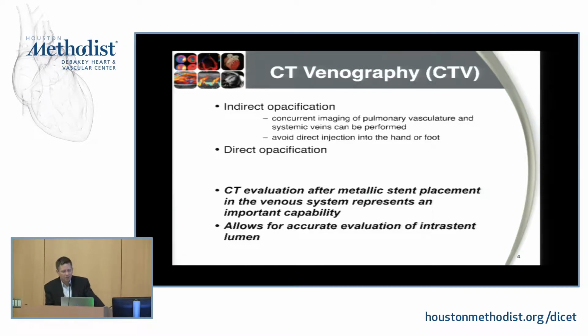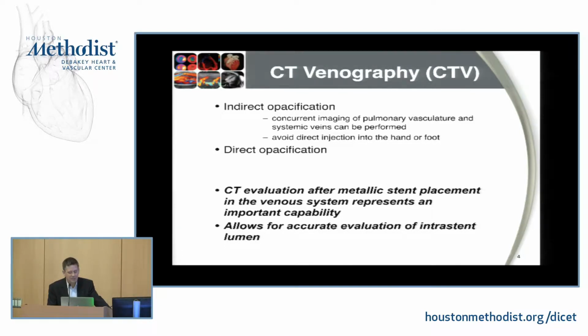So CT venography can be indirect or direct opacification, most times indirect, meaning injected somewhere else, then waiting for the contrast time to come through. And depending on the involvement of your imagers and the technicians, this can be either really gratifying and great images or really terrible images that just show you the arterial phase or what looks like no phase to the non-imager, which can be a real challenge.